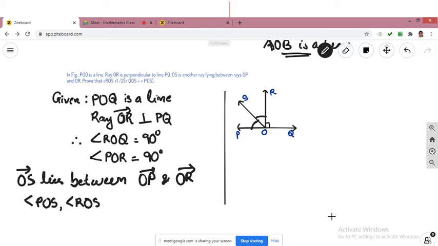So let's look at angle POS and angle SOR. Here they have a common vertex O and a common side OS, and their non-common arms are OP and OR. They are on either side of the common arm OS. So angle POS and angle ROS are adjacent.